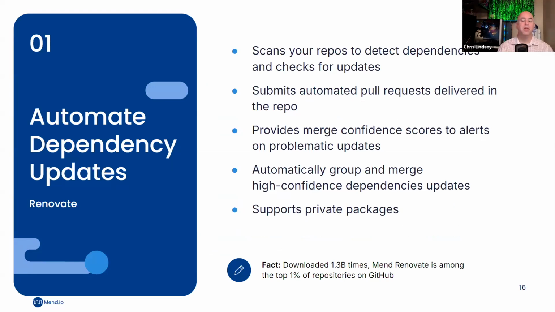Because what's going to happen is, if you have an update that comes out on your version, let's say you're using version 1.1 and version 1.2 comes out, it's going to say, guess what? Version 1.2 is here. Here's a pull request. And here's merge confidence. High confidence means you can take it with minimal effort. Low confidence means you're going to have to make some changes because there's a breaking change.